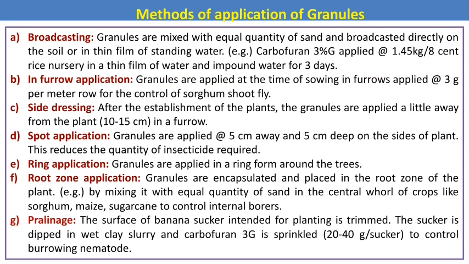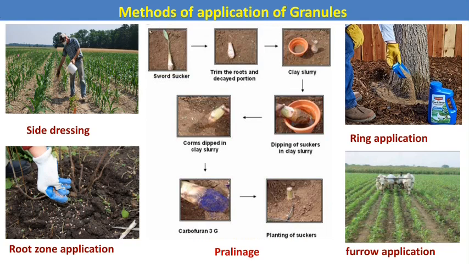Then pralinase. This is one of the specific techniques for the application of granules in banana crops. The surface of banana suckers intended for planting is treated: the suckers are dipped in wet clay slurry and carbofuran 3G is sprinkled to control the burrowing nematodes. These are the different methods of granule application: side dressing, pralinase in banana to avoid infestation of burrowing nematodes, then root zone application, ring application, and in-furrow application in cereal crops.